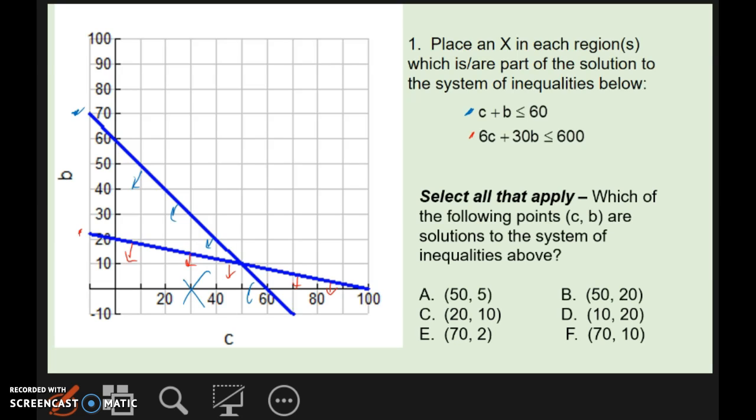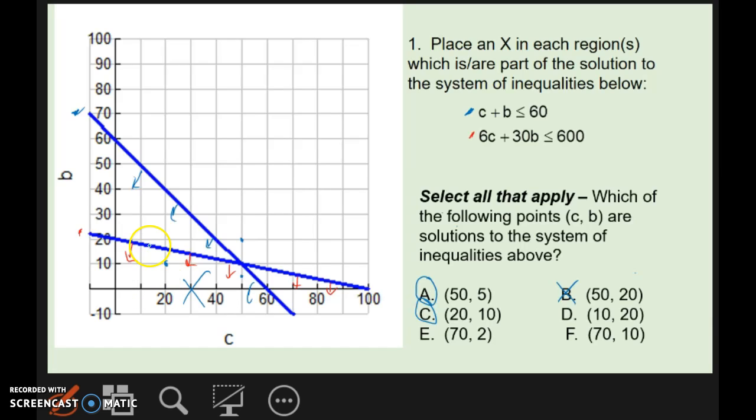Now we want to know, okay, which of the following points are part of the solution set to the inequality. So again, just like we did before, we take our points and evaluate to see if they're in that region that's in here. So 5 comma 50 would fit. We're good on that one. 50 comma 20 is a little bit too high. That one would not work. 20 comma 10 fits right in that region.